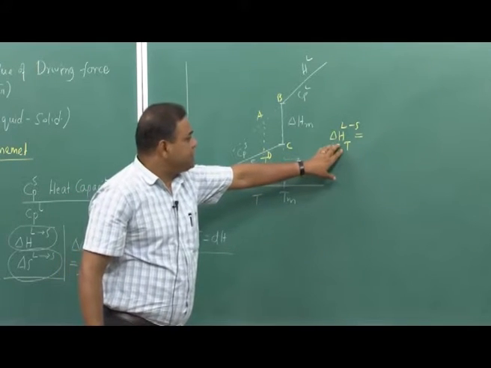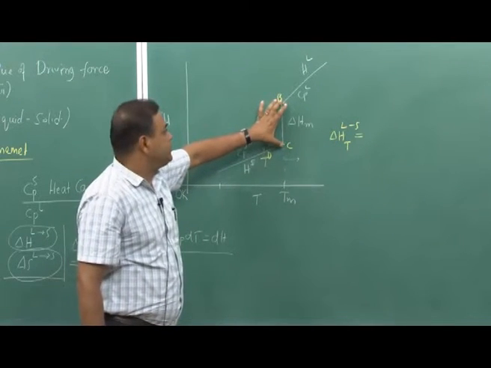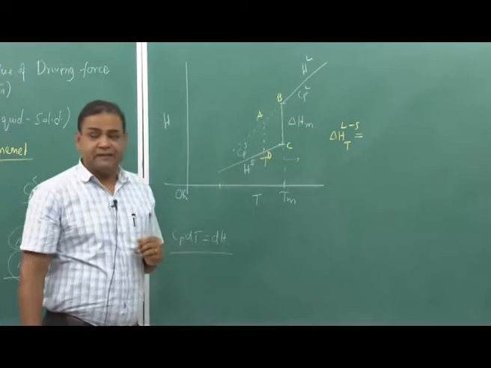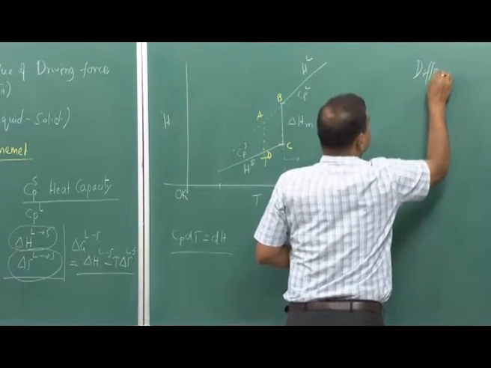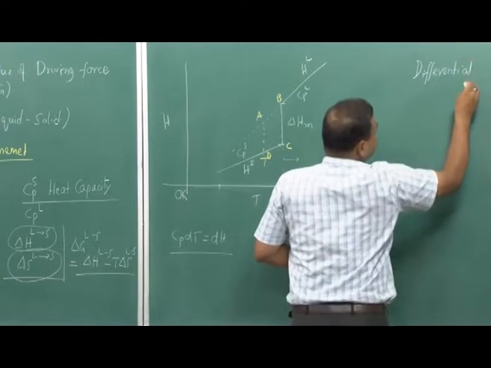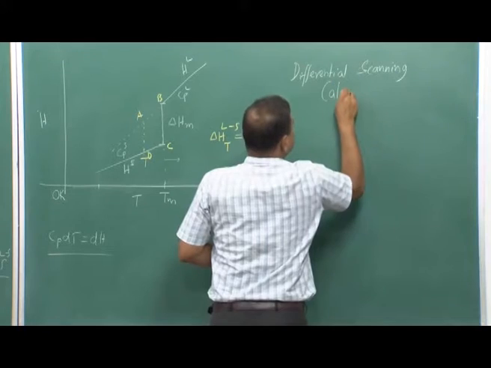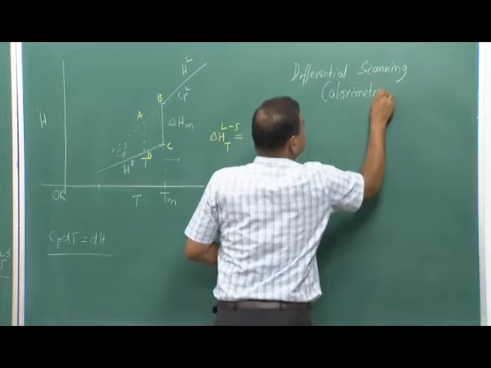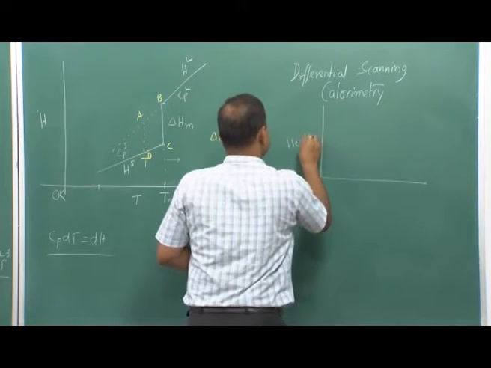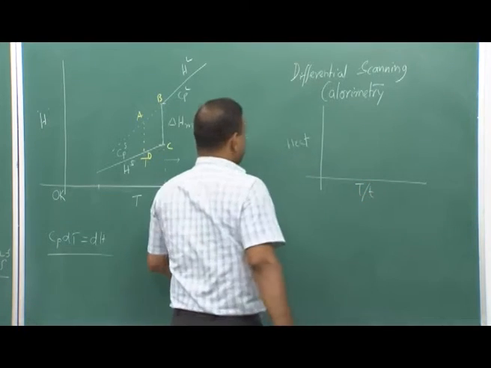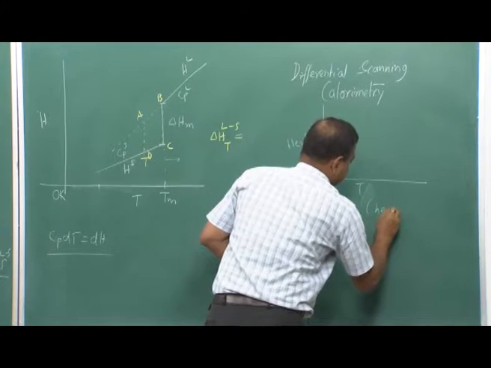Now, when we try to calculate this value, since we know this value, we can calculate it from a simple DSC route, which is called differential scanning calorimetry, which actually plots heat as a function of temperature or time. Here we are considering temperature, and at that time we are heating at a particular heating rate.